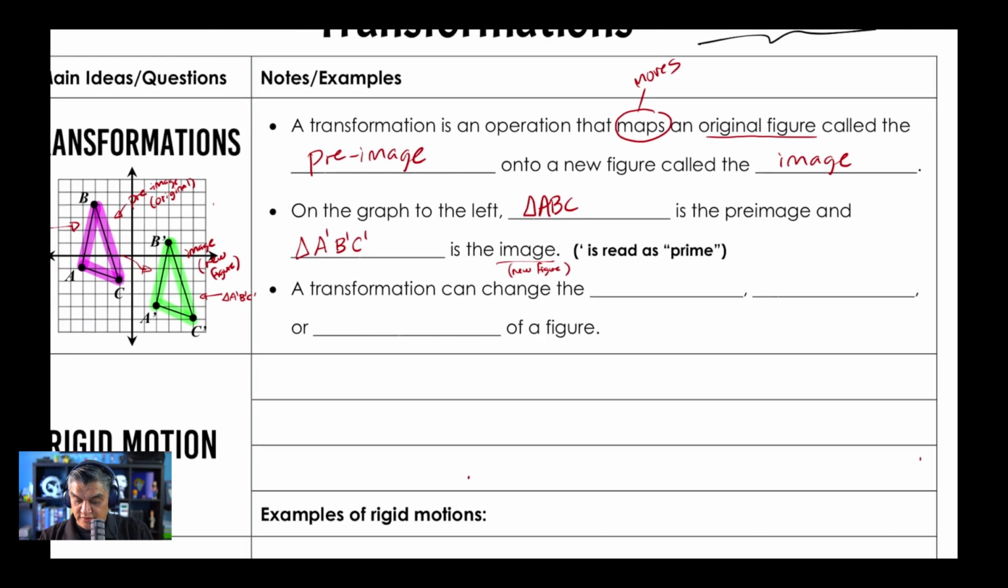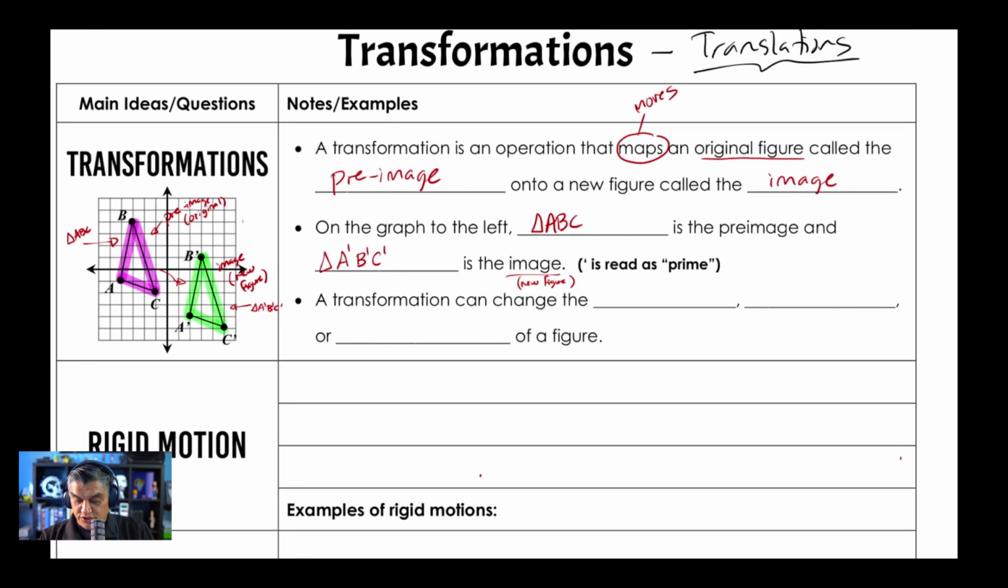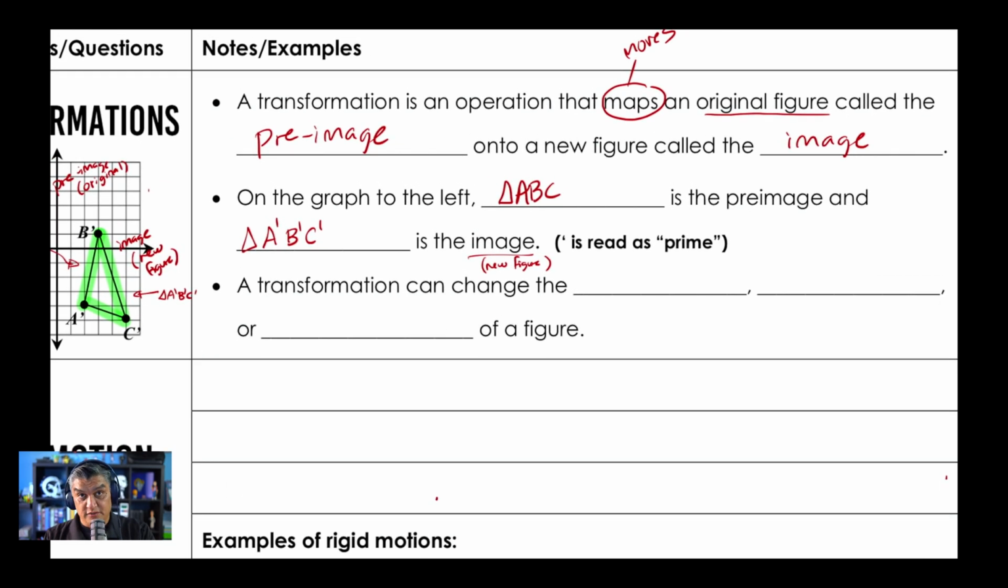So these are transformations. Now, a transformation can change these three things. We can change the position of something. Let's say this is an image, my little flashlight right here. I can change the position, the place where it's at. I can change it left to right, or I can change it up or down. I'm just changing the position.